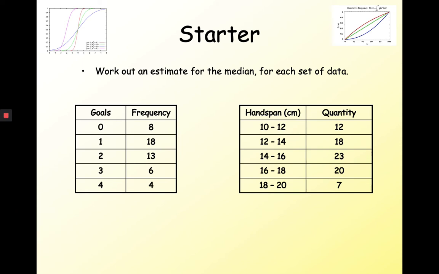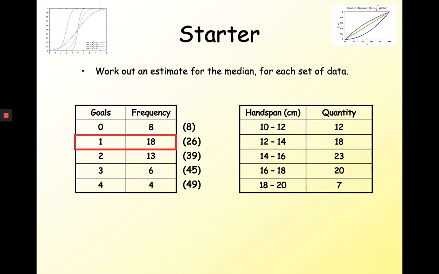And then the hand span 10 to 12. The one in the middle maybe 14 to 16. I'm not sure, but what we can do is we can do this cumulative frequency. So it starts with 8, then to 26, because 8 plus 18 is 26, plus 13 is 39, etc. Okay, so we get all the way up to 49 games with different numbers of goals. And what we need to do is work out the middle number.